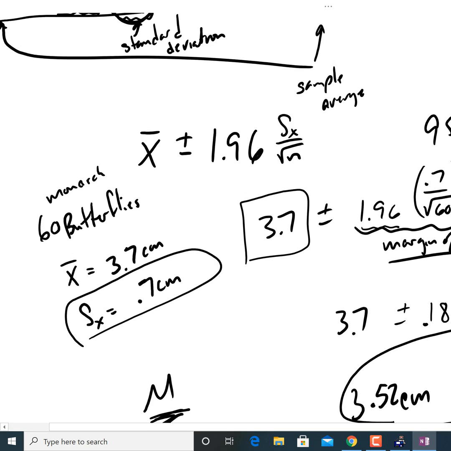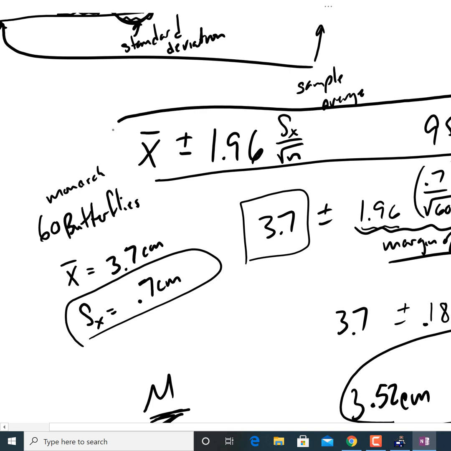Okay, and again, this right here will be your formula for the 95% confidence interval. There's your average from the sample. This is your standard deviation from the sample. And this is the number of people or rabbits or whatever that you surveyed. Okay?